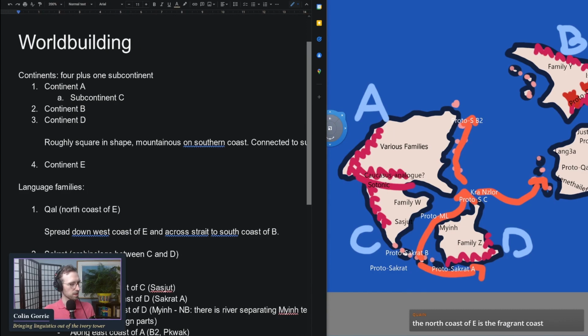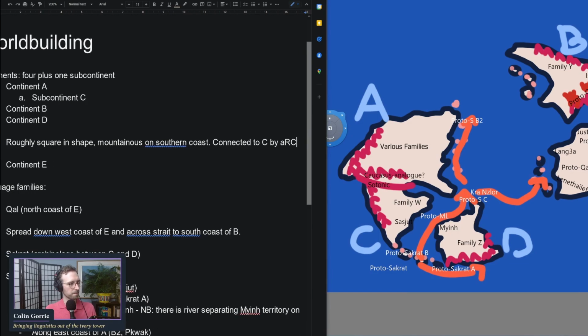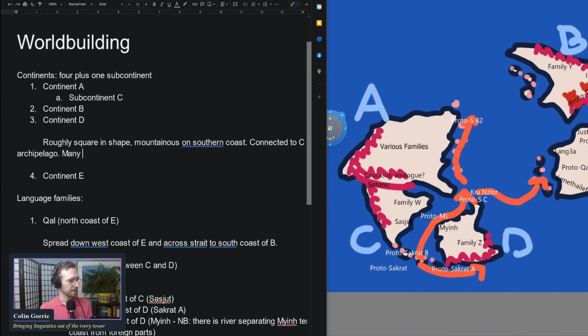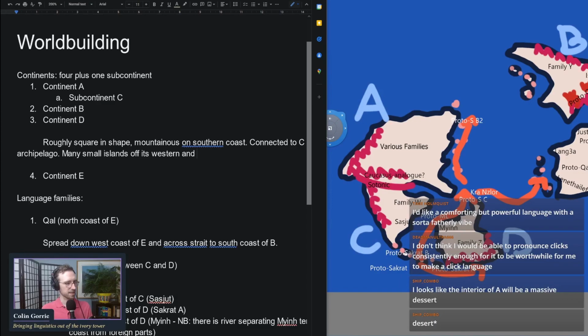Connected to sea by archipelago. Many small islands off its western and northern coasts.